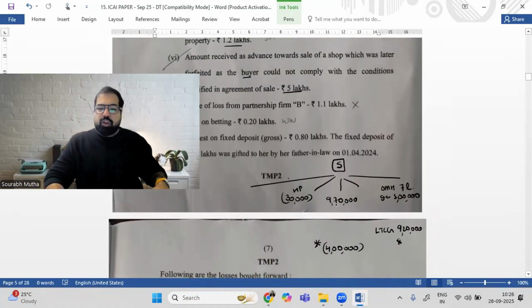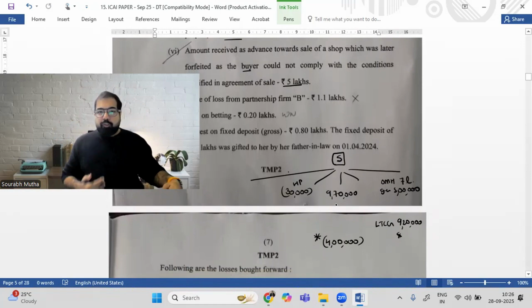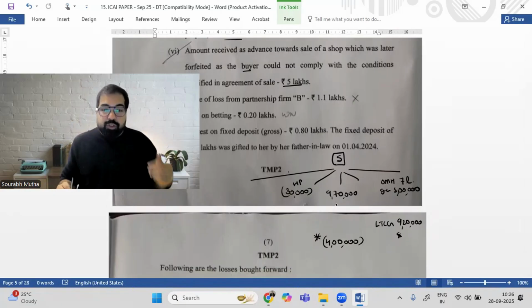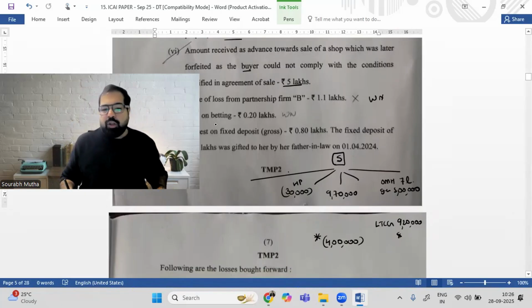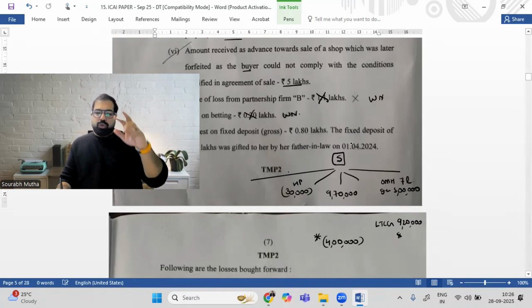Next. Share of loss from partnership firm B. Guys, share of profit from a partnership firm is exempt. Salary is taxable, interest is taxable, but share of profit is exempt. So share of loss also will not be allowed to be set off. So this will go as a working note, and the working note will be very simple. Share of loss from partnership firm is exempt. The income is exempt under section 10(2A), and hence the loss will not be allowed to be set off. Loss from betting. This also is a working note because loss from betting, unfortunately, when you win money in betting, the government is with you. But when you lose money, the government is not with you. So this one will not be allowed to be set off. Neither will this be allowed to be set off. So two working notes there. Or you can combine the working notes as well.